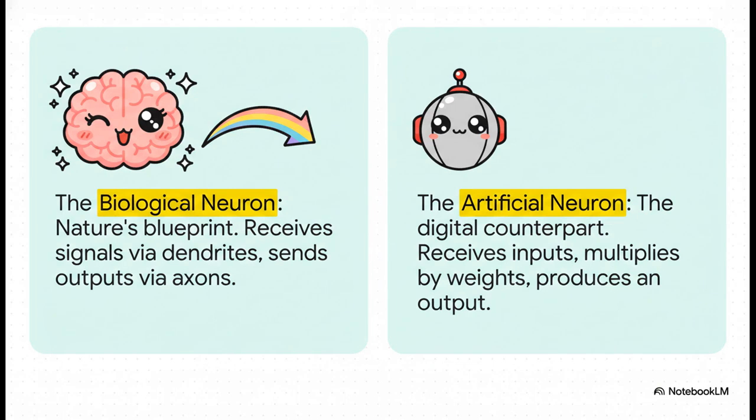The whole idea is really inspired by the most complex machine we know of, the human brain. So on the left, you've got a biological neuron, which is just nature's master processor. And on the right, that's its digital twin. The big question that started all of this was, hey, if we can build a computer that mimics how our own brains learn, what could it possibly be capable of?